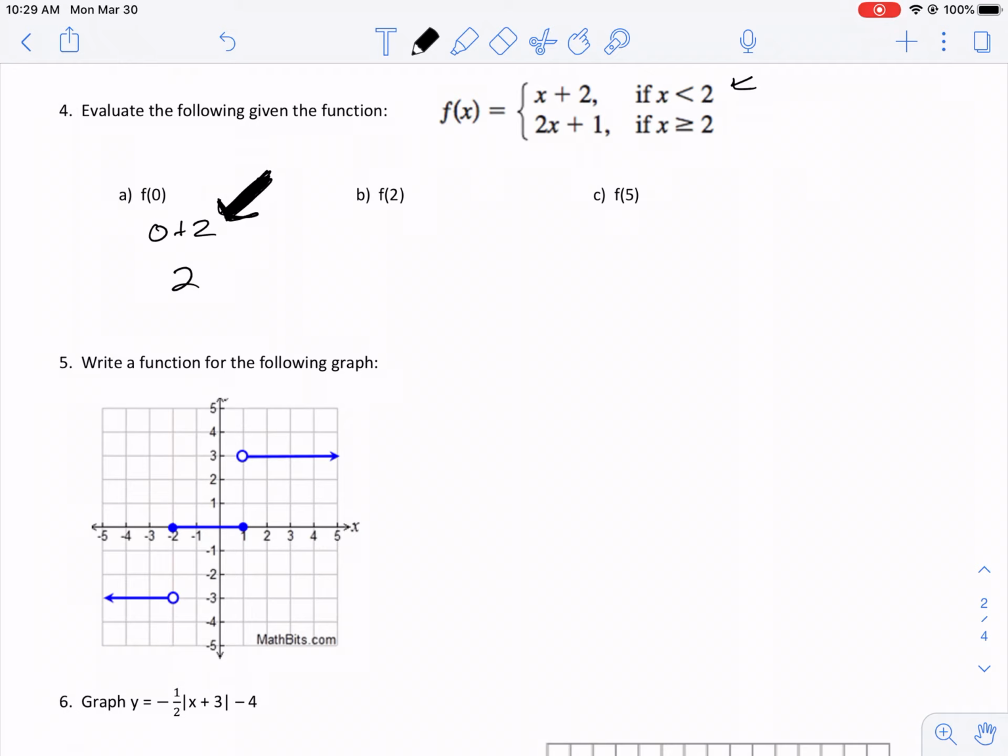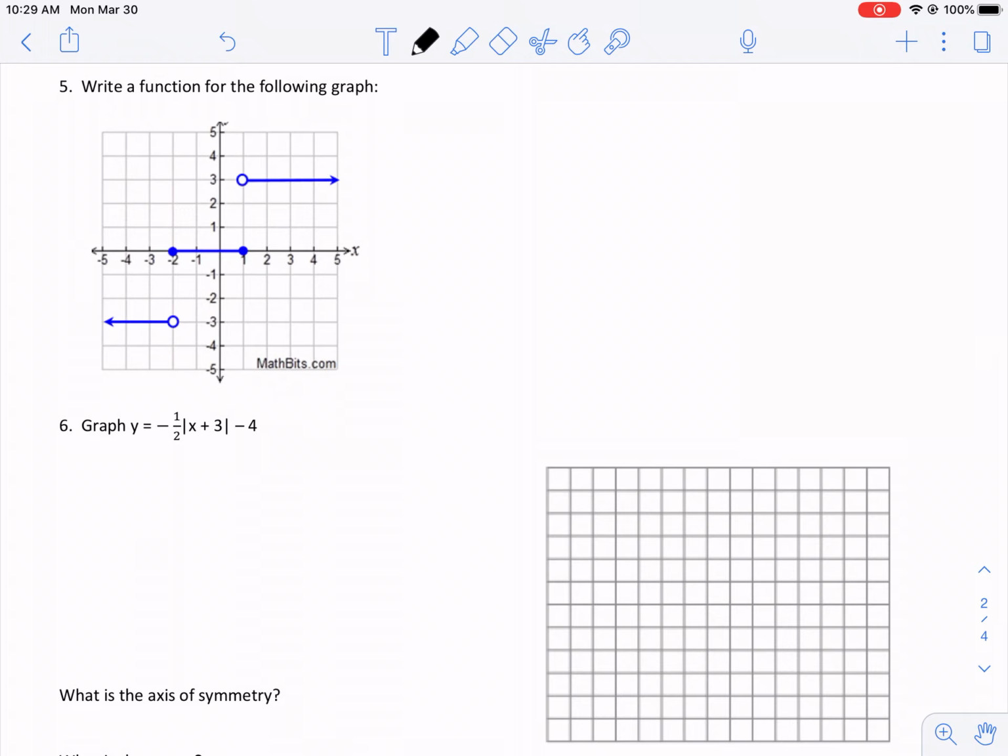Alright, F of 2. 2 is not less than 2. 2 is greater than or equal to 2, so I'm going to use the bottom piece. And I'm going to get 5. 5 is greater than or equal to 2, so again, I'm going to use the bottom piece and get 11.